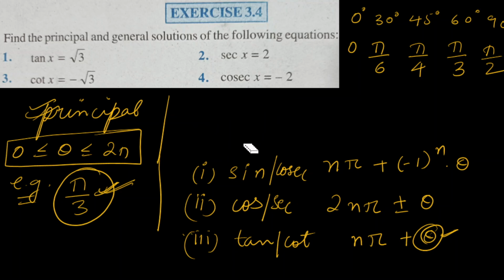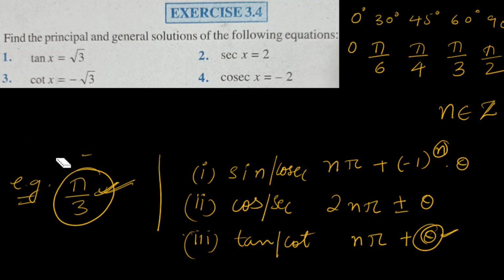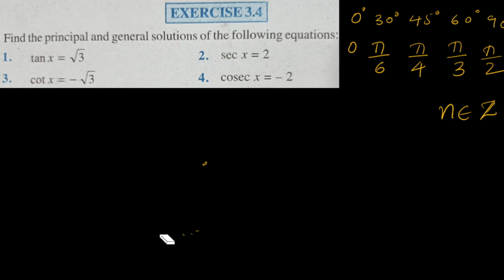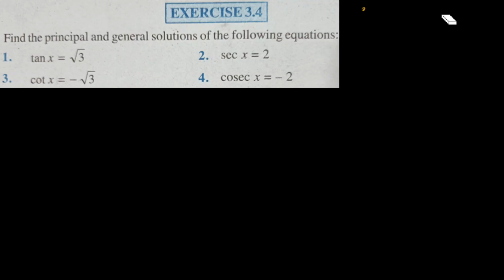Now let's start the exercise. One more thing I'll tell you, I have written n belongs to integers. So n is any integer here. It can have values 1, 2, minus 1, minus 2, all these values. So let's start the first question of the exercise. There are 4 questions in 2 parts. I'll complete this exercise; in the first part, I am just going to do questions 1 to 4. The first one says: find the principal and general solutions of the following equations.